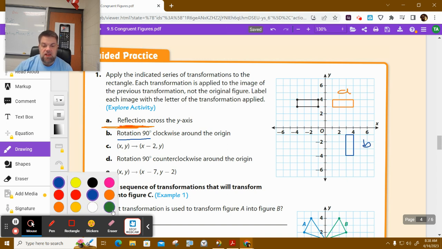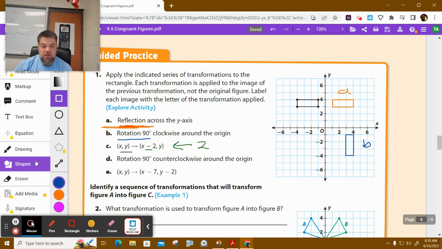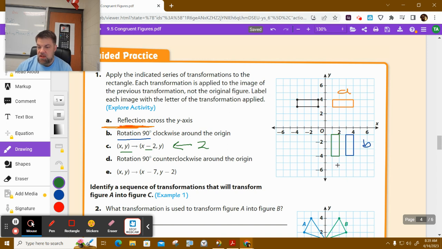Then for the next one, let's do green. We're going to do this, which is a translation. We're just going to slide it 2 units to the left. Okay. And make sure I get the right color for my shape. And so I'm just going to, this corner here, I'm going to go over 1, 2. And I'm going to draw that right there. And that would be step C.